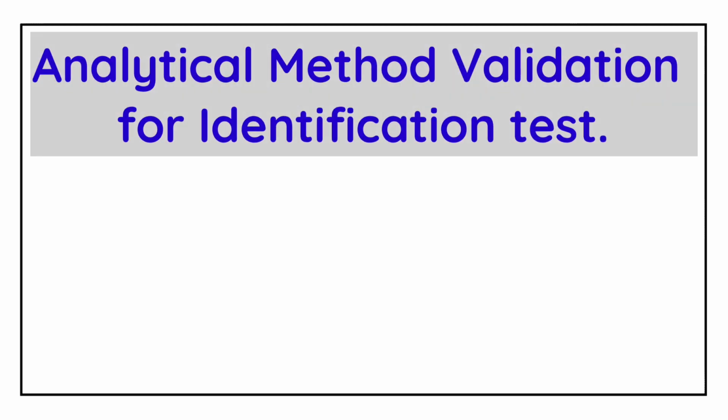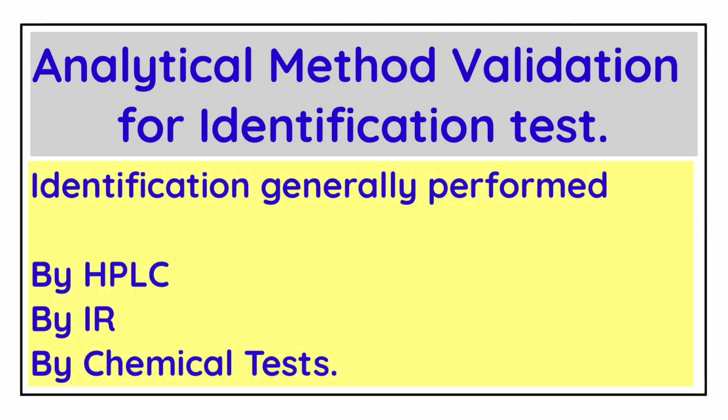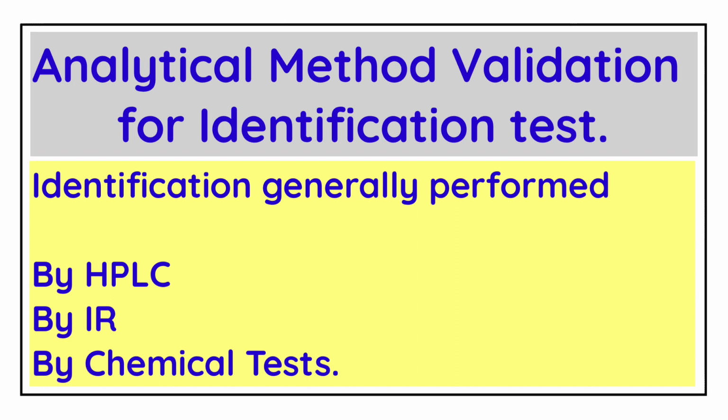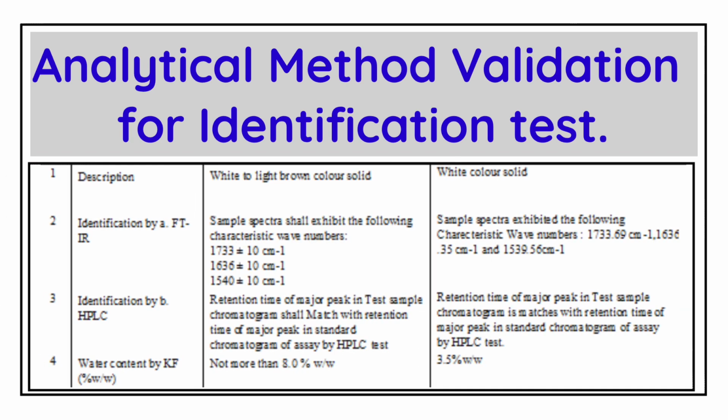In this video, we are going to learn how to perform analytical method validation for identification test. Generally, identification test is performed either by HPLC or by IR or sometimes by chemical tests. So here you can see the example on the screen. This is a COA of drug substance, and here you will notice that after description test, identification tests have been performed by HPLC and by IR.